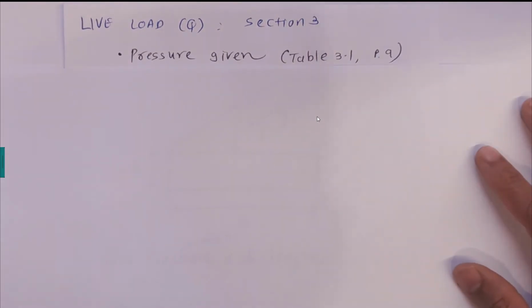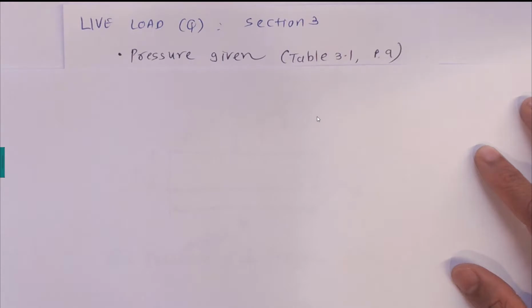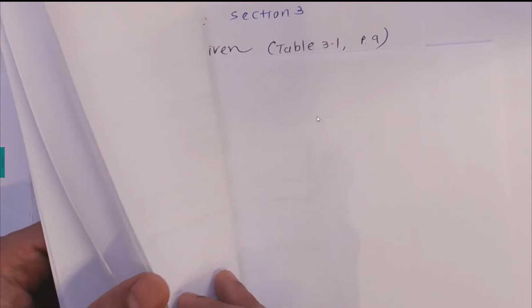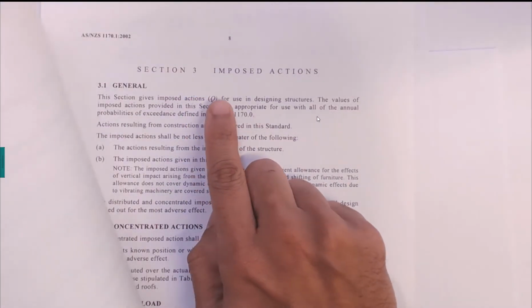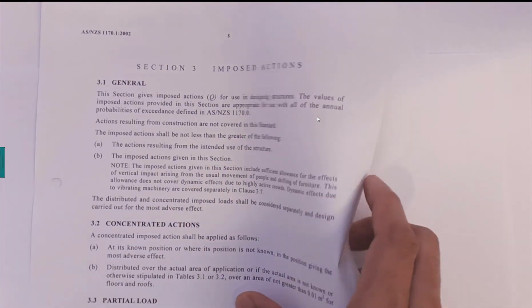This video introduces the live load, denoted by Q, and the information is given in section number 3 of 1170.1. If I take the page over, section number 3 gives the imposed action, which is the live load.